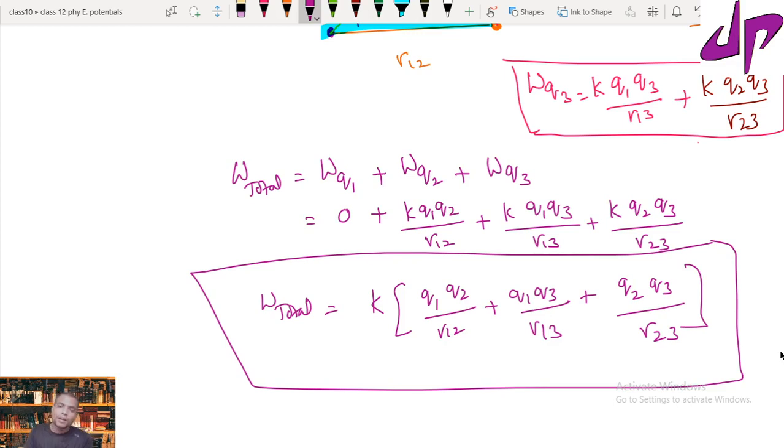Like that, we can write it for n number of charges, and we can keep continuing these terms, where the terms get repeated. We can combine them easily because work is a scalar. In the next concept, we will study electric potential, which is much easier than potential energy.